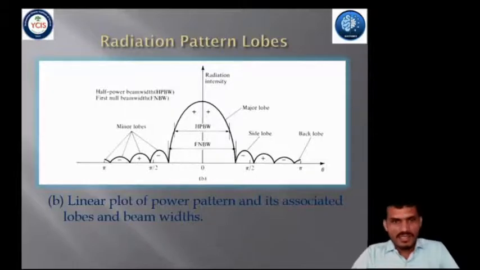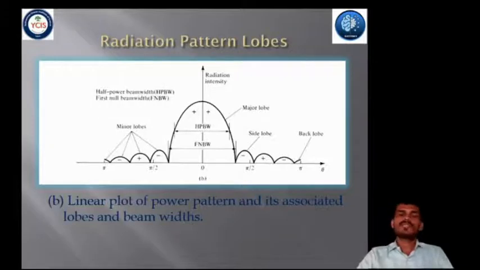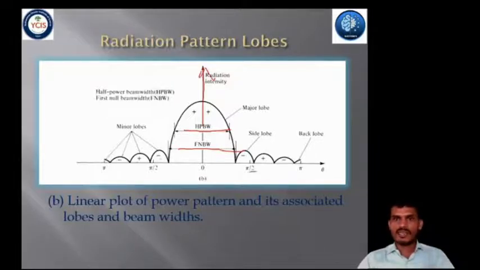We discussed the linear plot of the power pattern and its associated lobes and beamwidth. There are plus and minus symbols. This is your first null beamwidth. This is your half power beamwidth. This is your radiation intensity aligned with the z direction. This is your angle, and this is your back lobes. This is your side lobes, and the last one is minor lobes.